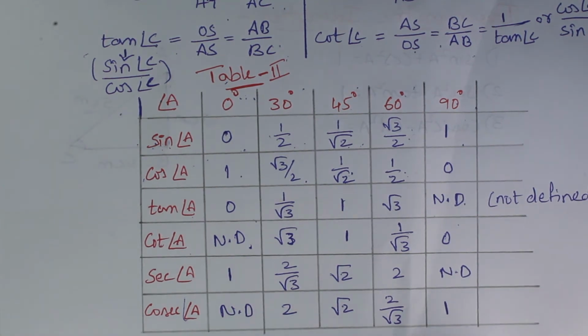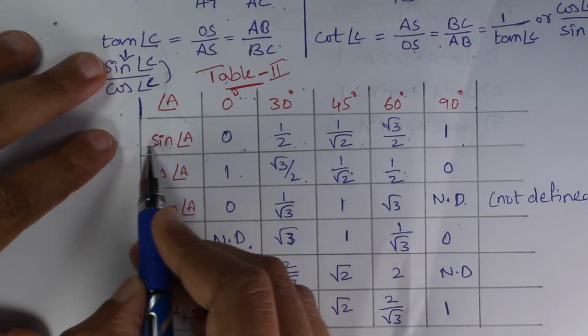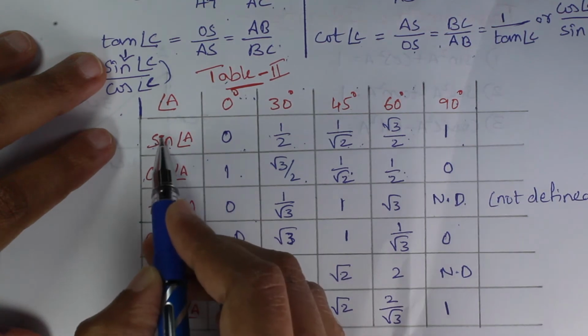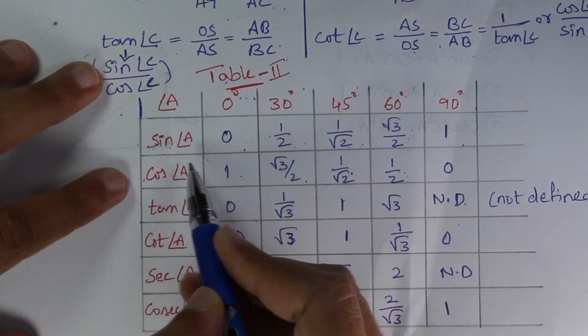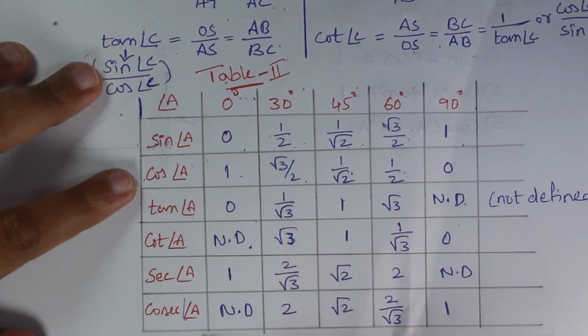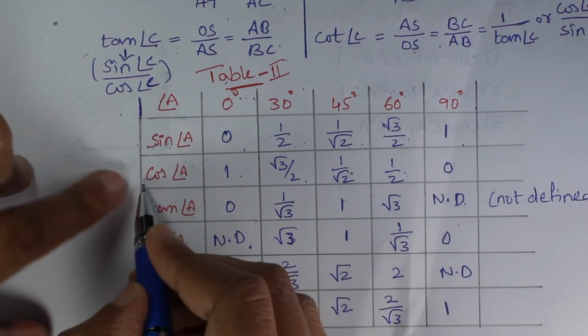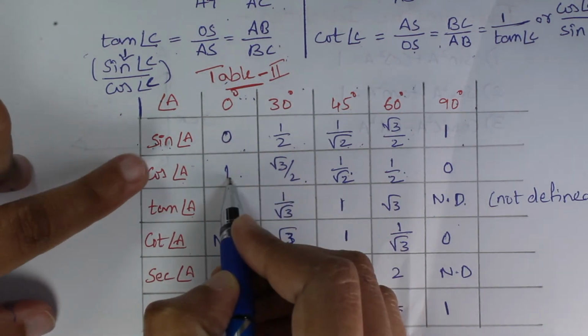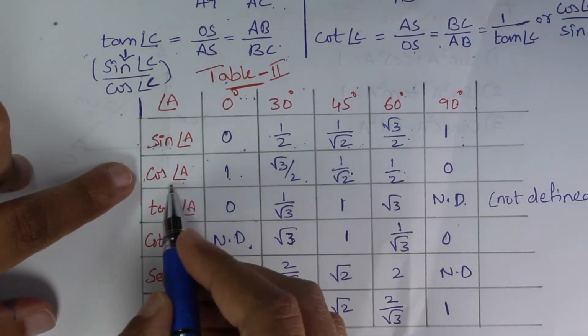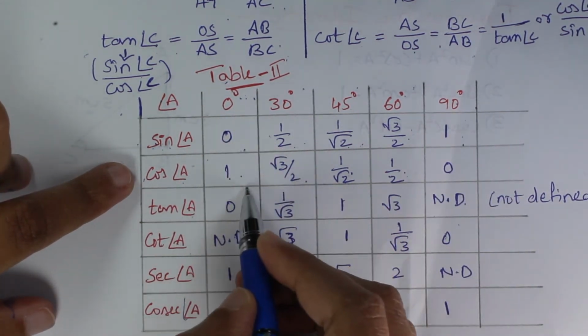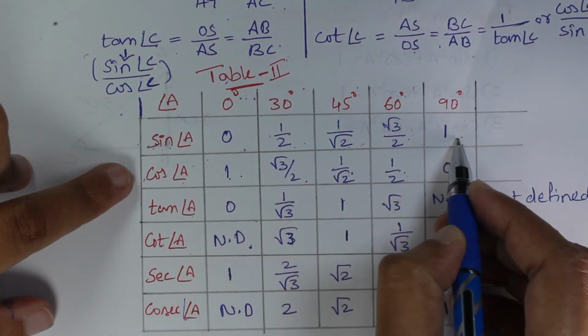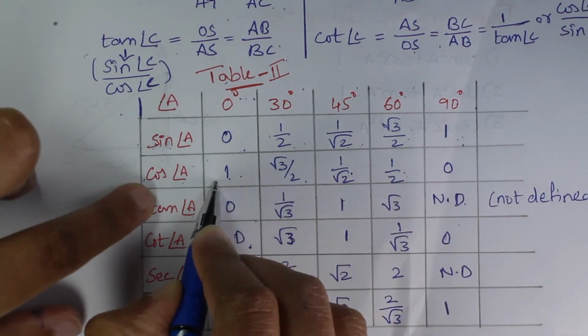Now if you remember the first row in this table, that is the values of sin A, you can easily derive the other 5 ratios. I will show you how you can do that. So cos of angle 0 degrees becomes sine of 90 degrees. What is cos of 0 degrees? Sine of 90 degrees. Sine of 90 degrees is 1. So cos of 0 degrees is 1.